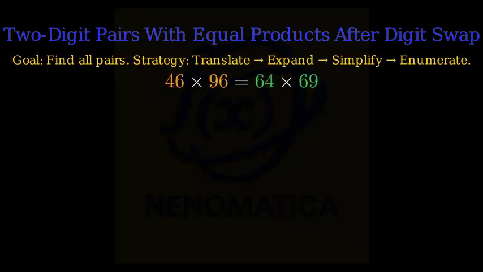Here is the motivating example. Notice the digits 4 and 6 and 6 and 9 are swapped across the two numbers. Yet the product is unchanged.